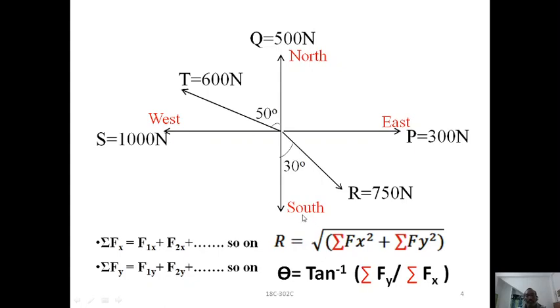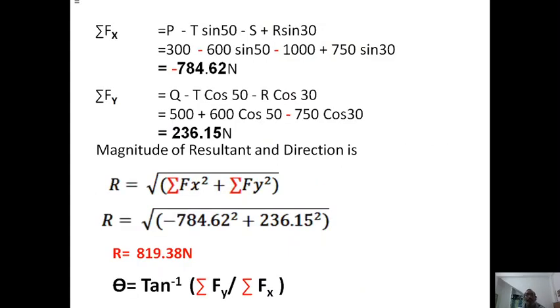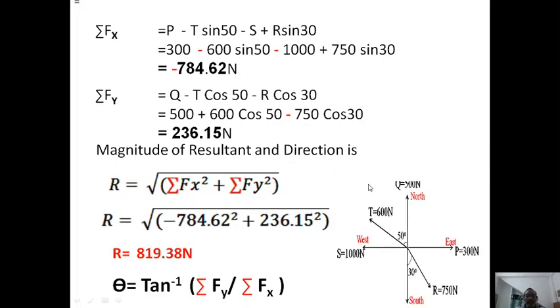So by using the resultant and magnitude of direction formulae, we are going to solve this one using the equilibrium equations sigma F of x and sigma F of y. See, by the principle of resolution, we are going to take the summation of sigma F of x and sigma F of y.